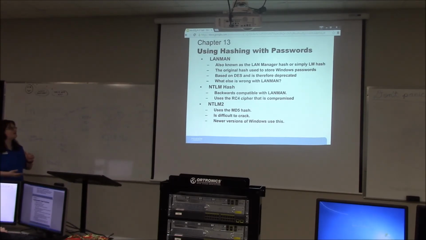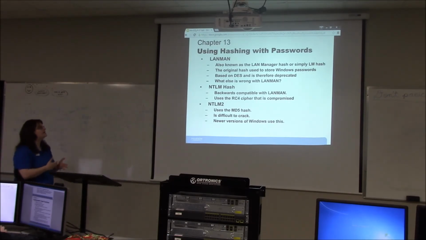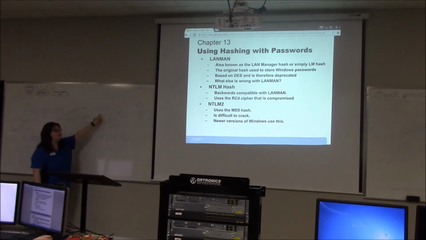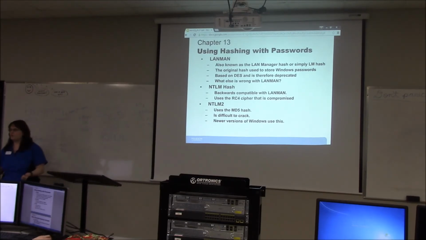Then we got to the NTLM hash. It was backwards compatible for older systems, but it uses the RC4 cipher. So now we're using something a little more current. Then we moved to the second version of that, where we started hashing with MD5, which is more difficult to crack. That became the updated version that newer versions of Windows use.